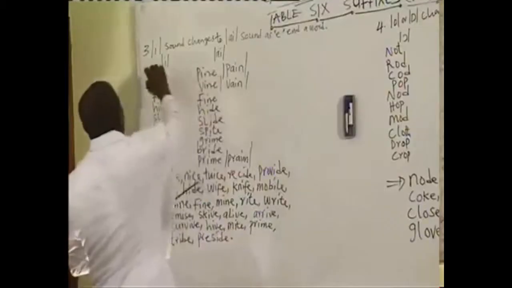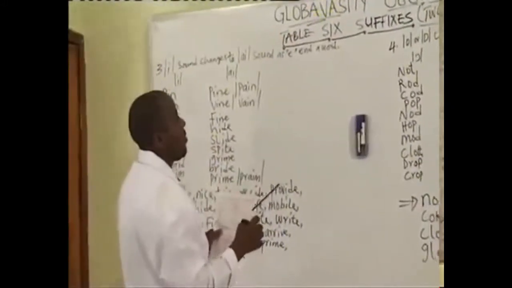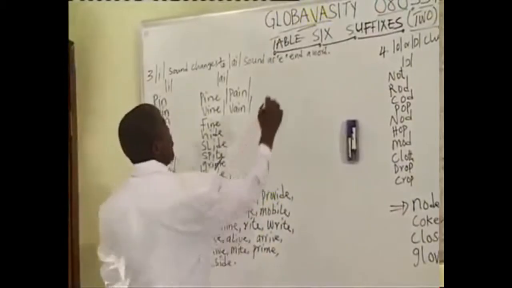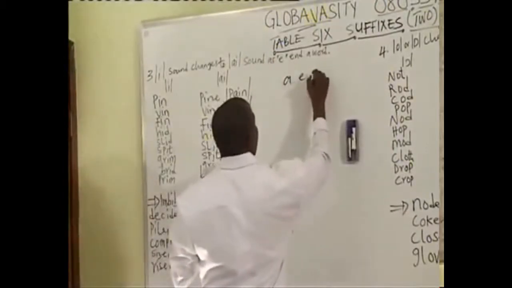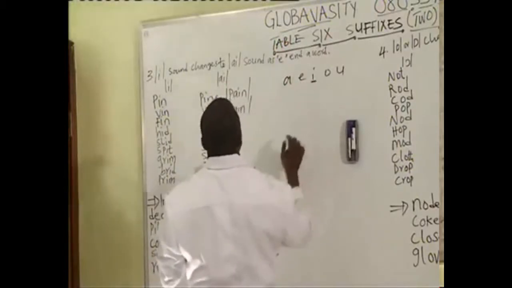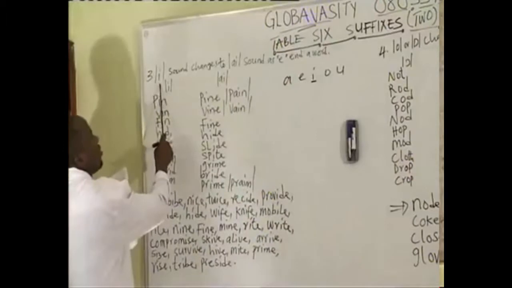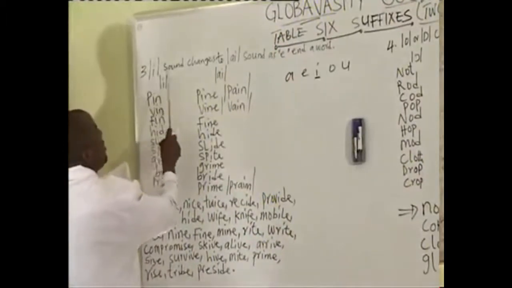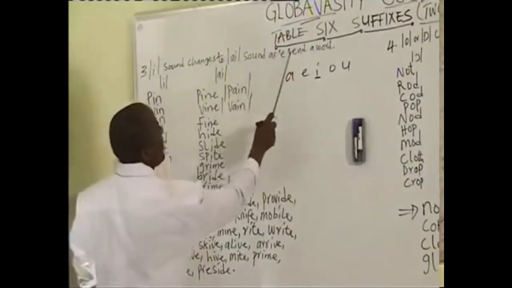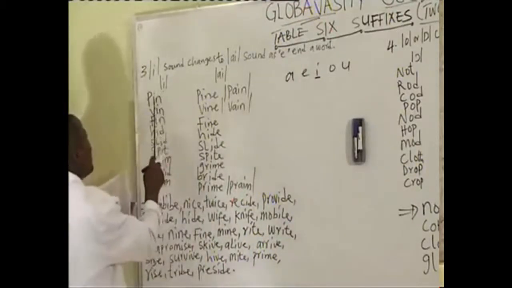We are talking about what happens when E ends a word. What happens to A, E, I, O, U? This is 1, 2, 3. We are on number 3 now. You can see this is E. So this E changes to the I sound as E ends, it will sound E. For instance, look at here now.